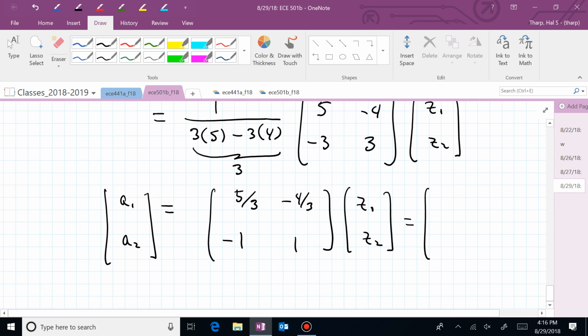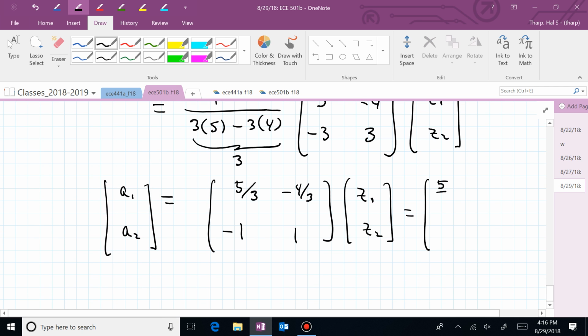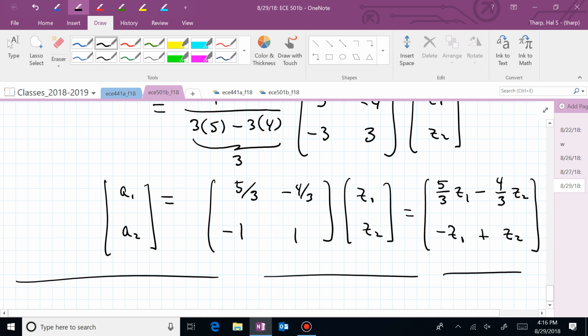Or if I want a1 and a2 from the z's, I'm just going to scale z1 by 1 2/3 and subtract from that 1 1/3 z2. And then I'm just going to take z2 and subtract z1 from it to get my a sub 2. That's how you would do it mechanically. If every problem you're faced with, you like to just invert a matrix.